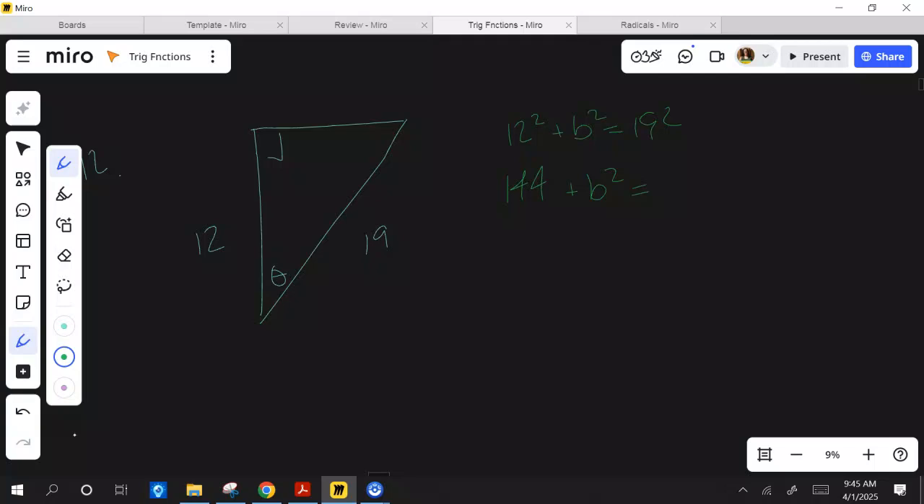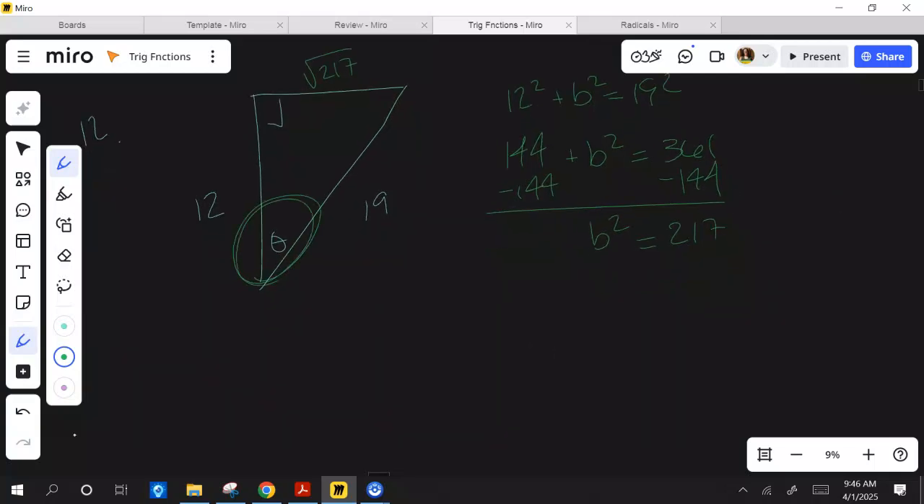What's 19 squared? Thank you. Minus 144. What is it? What's 361 minus 144? So this is just the square root of 217. I'm going to leave it right there. And now I'm going to find my theta. That's fine.